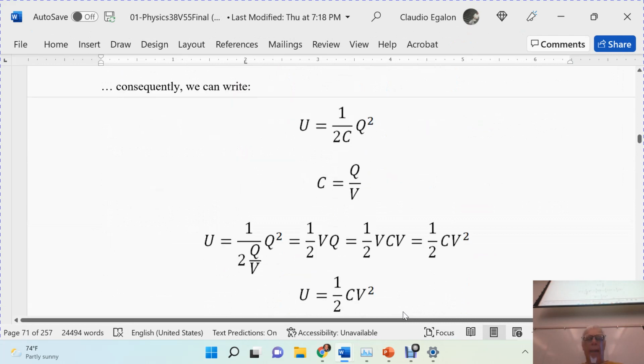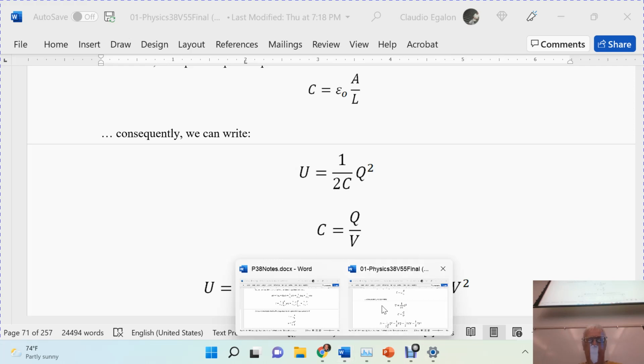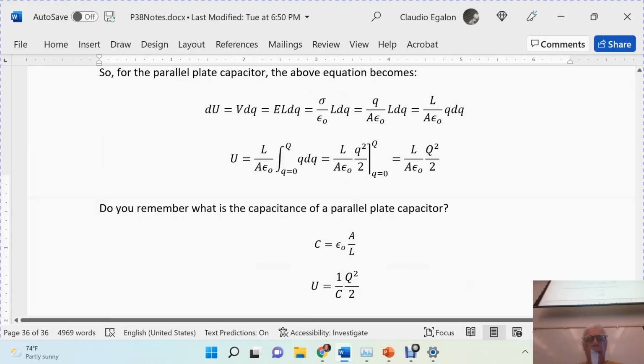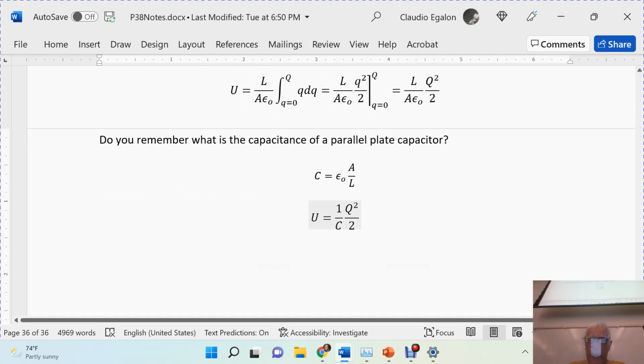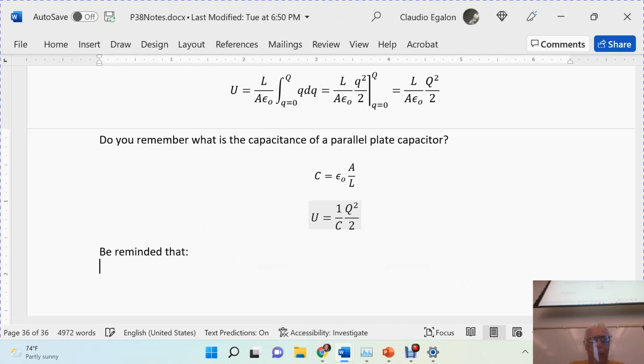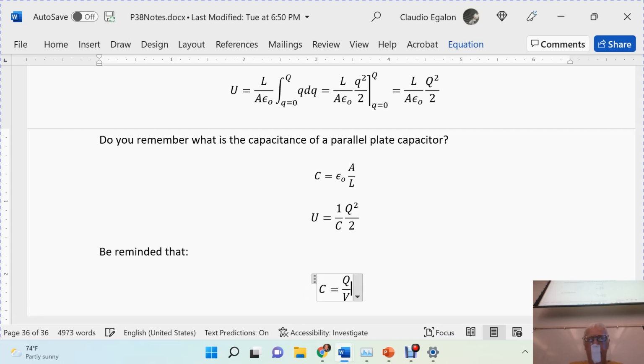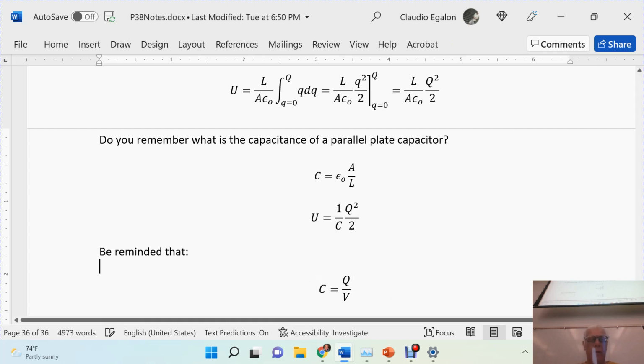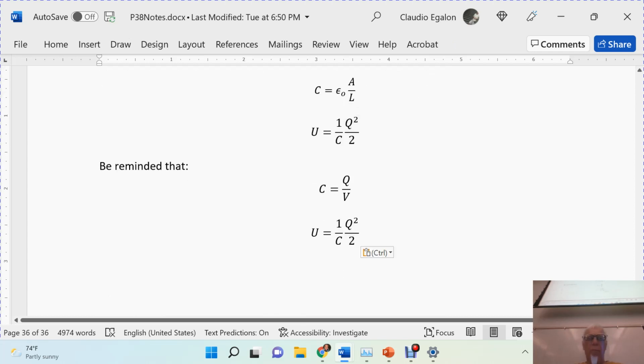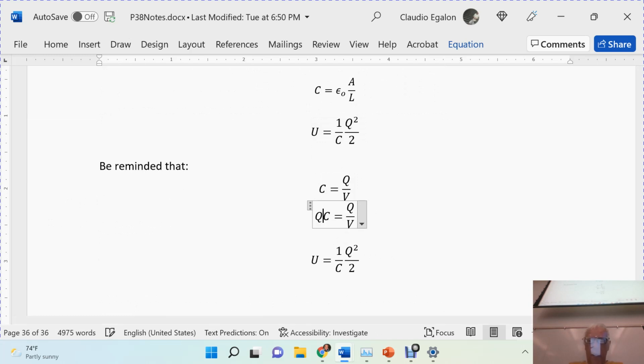We can here write this relation in a different way. Just be reminded that capacitance is Q over V, right? We can have another relation for this potential energy. We actually have 3 equations that mean exactly the same thing, and then we pick the one that's easiest to memorize. We can here write my Q as being CV. Q equal to CV.